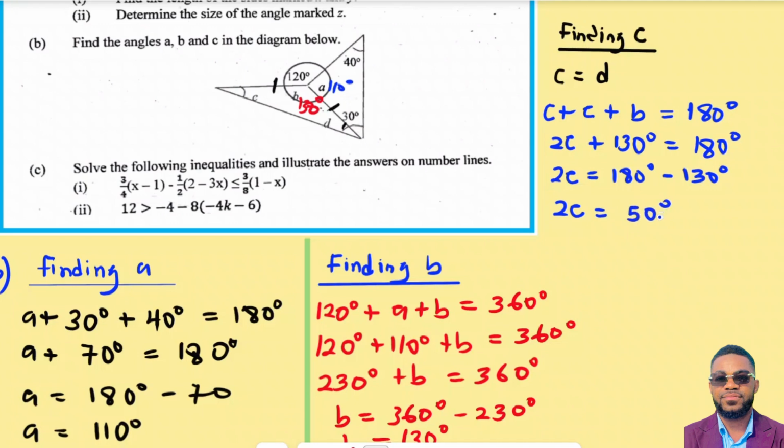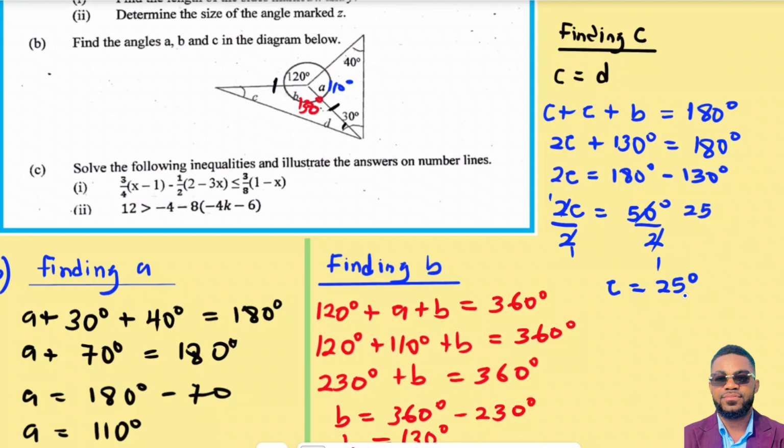50 degrees. So I divide here by 2, here 2 by 2. So 2 will cancel these 2, 1, 1. 2 goes into 50, 25. So it means that C is equal to 25 degrees. So that is how we can find the value of C.